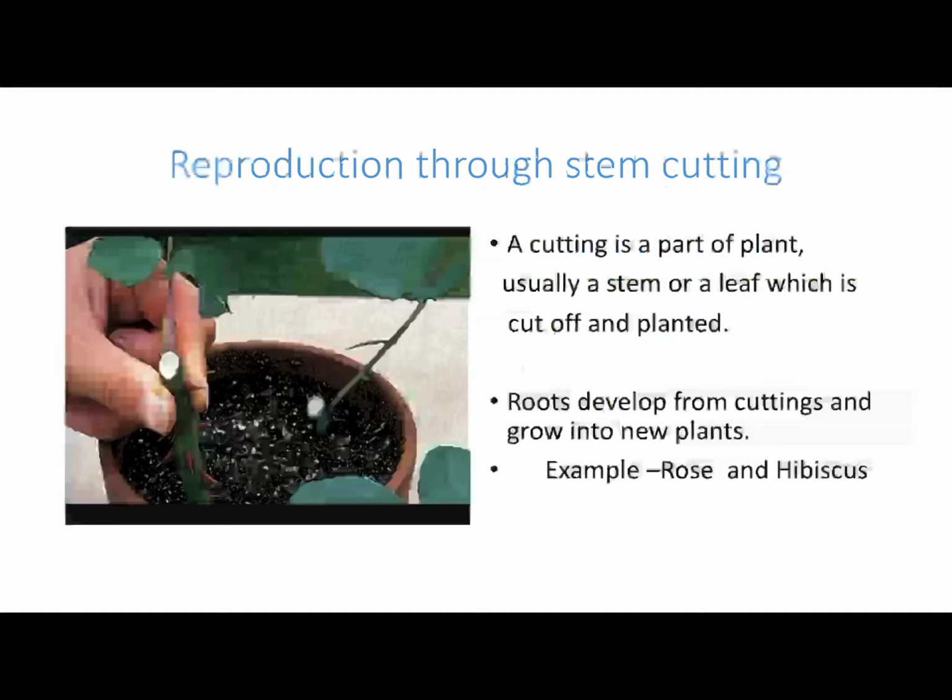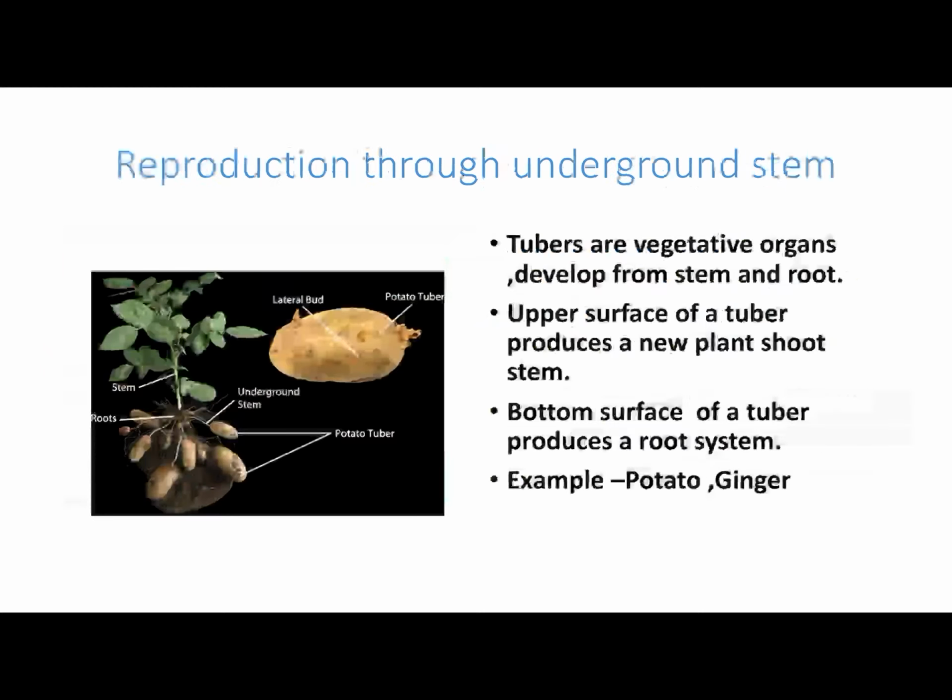In some plants like rose, sugarcane and China rose, new plants can be grown by using the stem cutting of a grown-up plant. A cutting is a part of a plant, usually a stem or a leaf, which is cut off and planted. Roots develop from cuttings and grow into new plants. You might have seen buds sprouting on the surface of a potato. These buds further grow into a new plant.